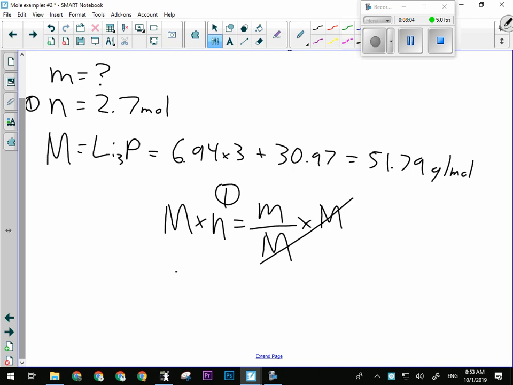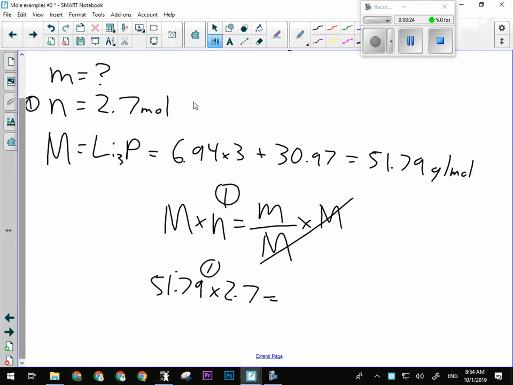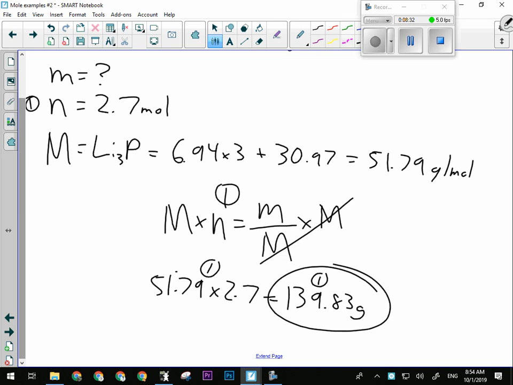Then we would have plugging in of numbers here, so we would have 51.79, our molar mass, multiplied by 2.7 moles. You get a mark for that. So times 2.7, we're looking at 139.83 grams. Fourth and final mark there. Okay, questions on that?